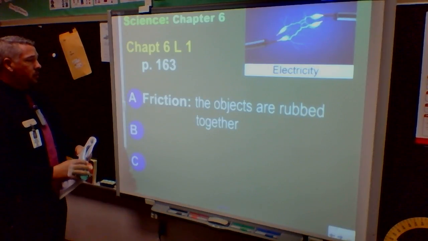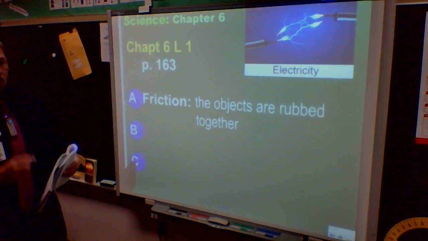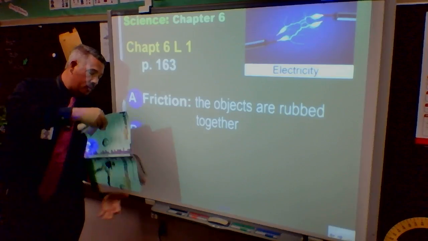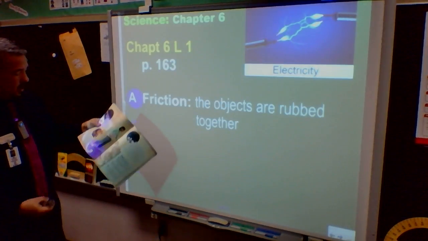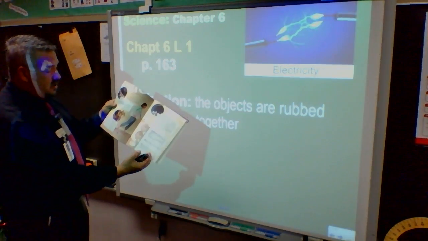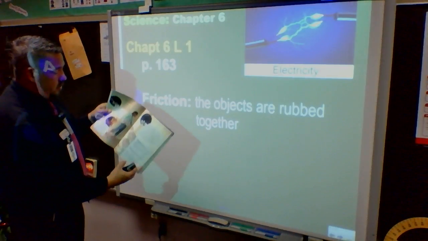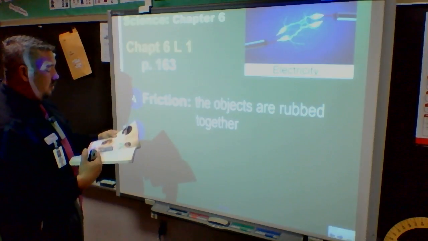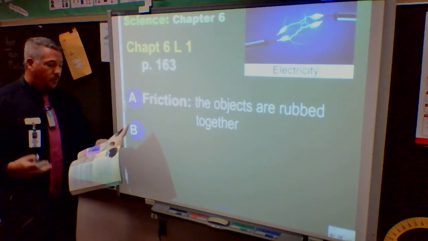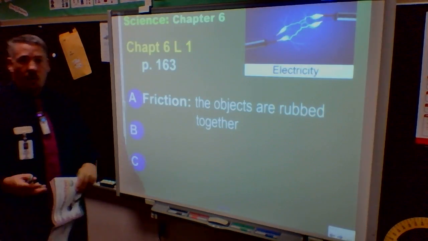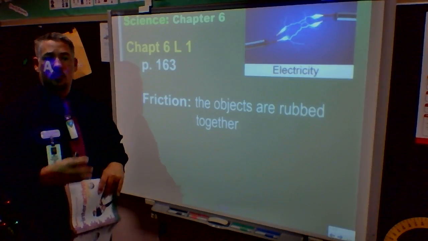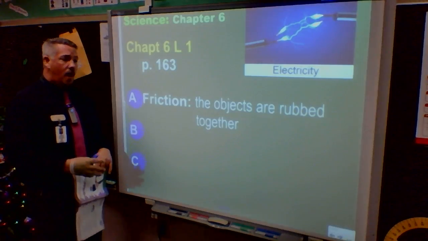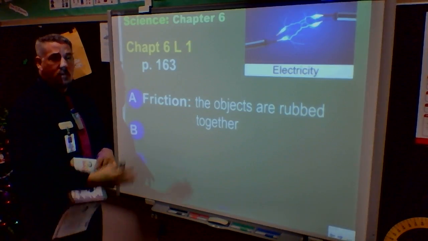When we continue on then in the book, we talk about 3 different ways in which our charging can take place. So you should have these pages on 162 and 163, and we're specifically looking at A, B, and C down here at the bottom corner of 163. Now we talked about friction already, and we know that friction is the rubbing of items together. So when we talk about adding charges through friction, it's happening because we're rubbing something on something else.